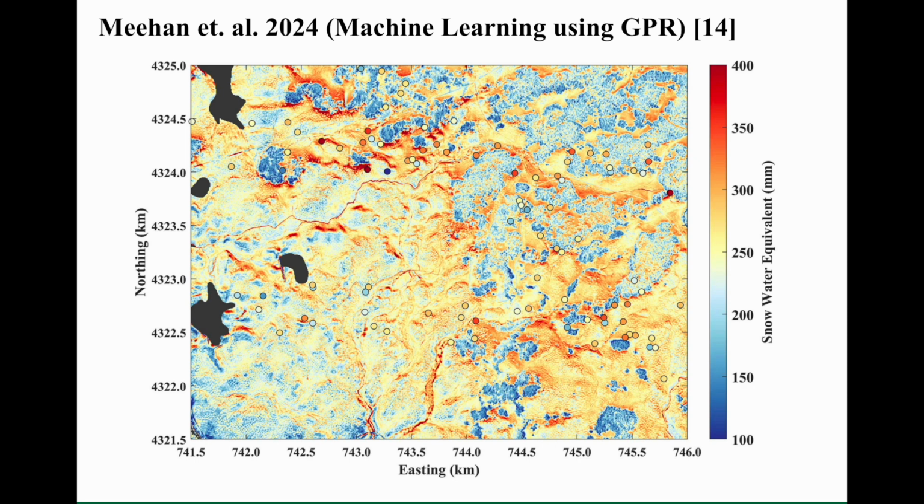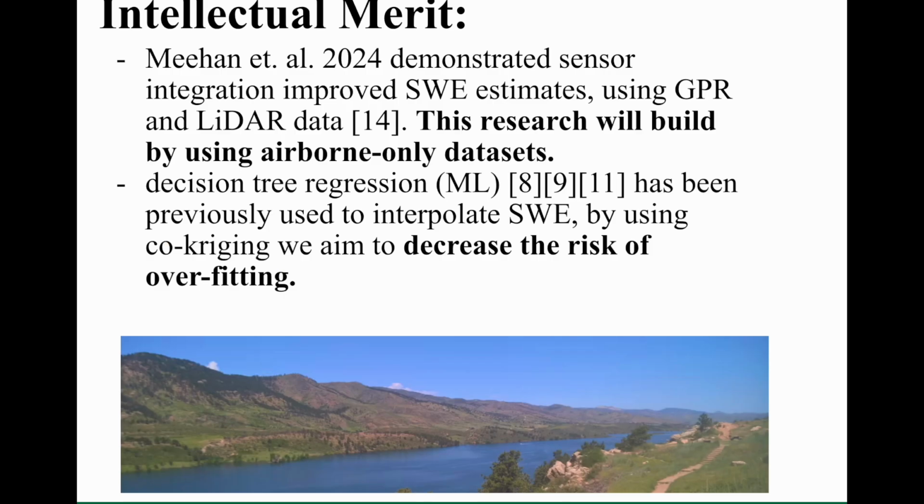Our expected outcome is a continuous 2D SWE field similar to this plot generated at Meehan et al. 2024, which utilized machine learning and ground-penetrating radar measurements from the SNOW-X dataset in conjunction with LiDAR. However, this study's choice of ground-penetrating radar limits its applicability to the future of satellite missions. Prior work, like on the previous slide, demonstrated integrated SWE estimates using GPR and LiDAR can reduce SWE uncertainty.